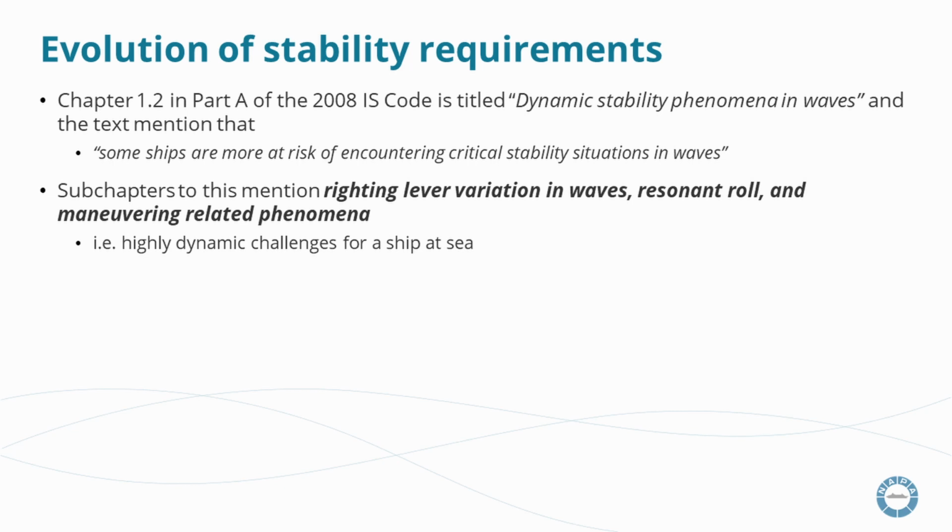Furthermore, Chapter 1.2 in Part A of the IS Code is titled Dynamic Stability Phenomena in Waves, and the text mentions that some ships are more at risk of encountering critical stability situations in waves. Additionally, subchapters to this mention righting lever variation in waves, resonant roll, and maneuvering-related phenomena that are dynamic challenges for ships at sea.